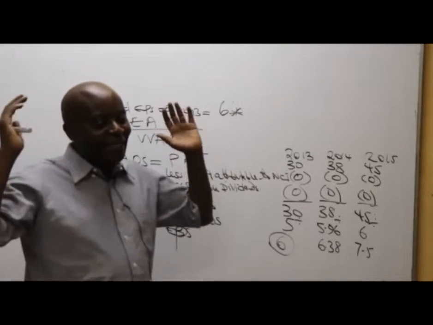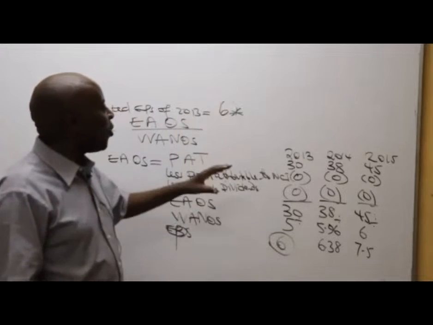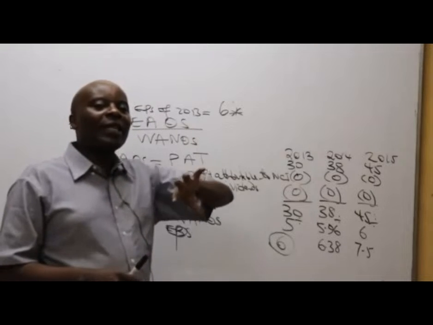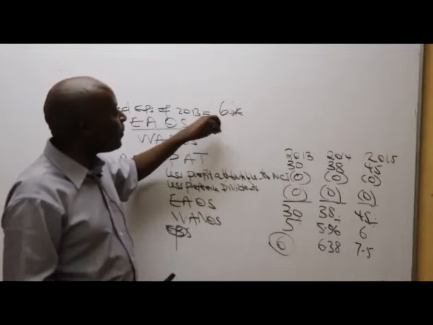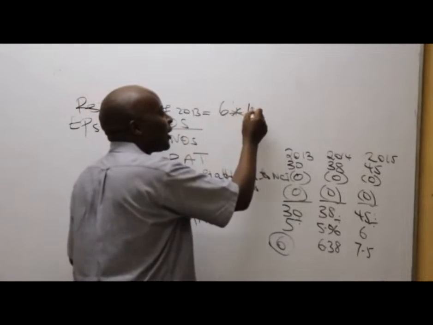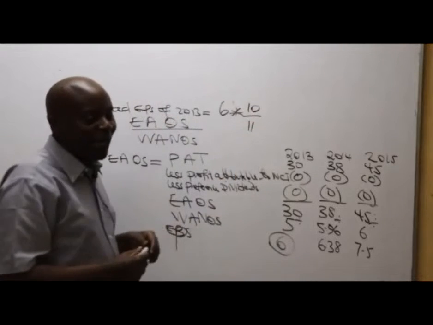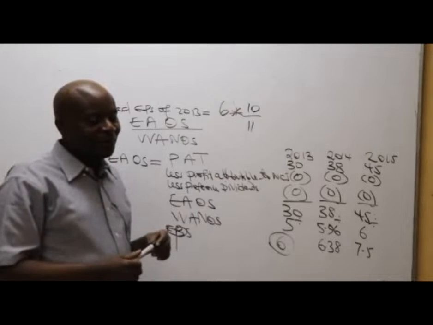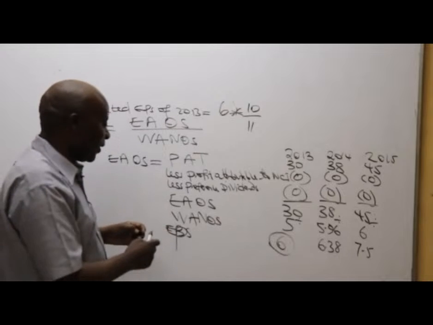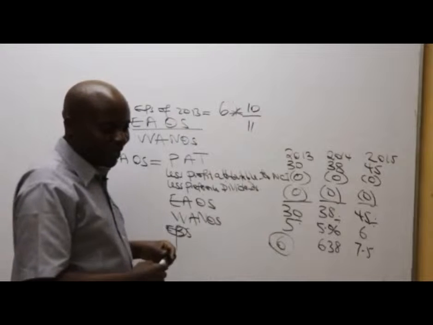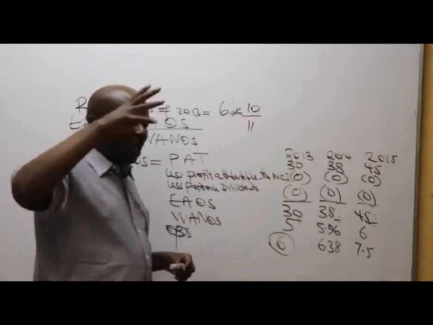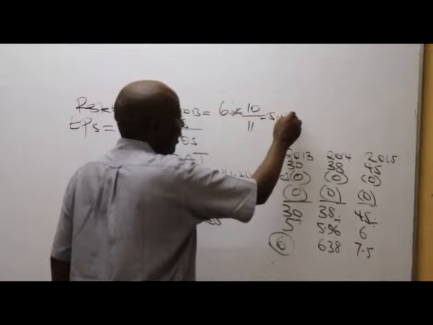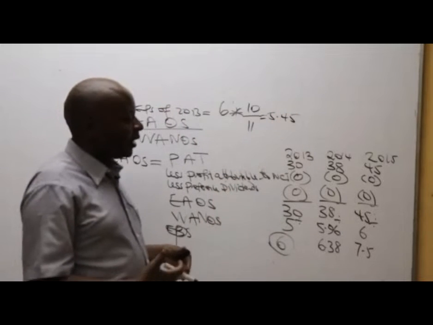Reciprocal. Even if I understand nothing else from this class, I know that when restating previous years, if the bonus fraction was 11/10, I take the previous year's EPS times the reciprocal of the bonus fraction. So times 10 over 11, which gives the restated EPS of 5.45.